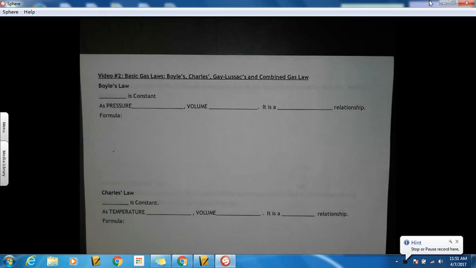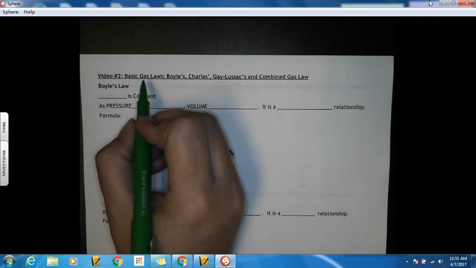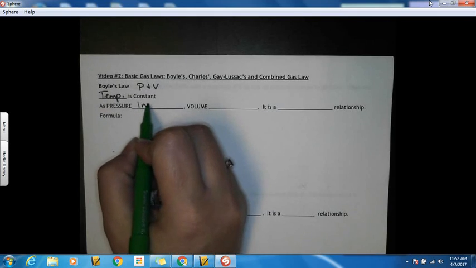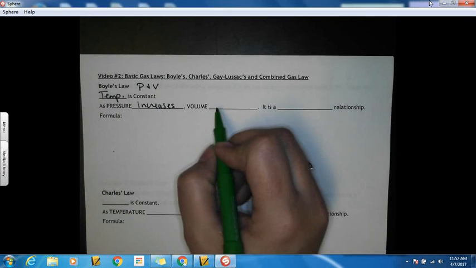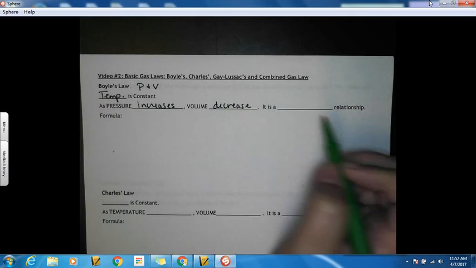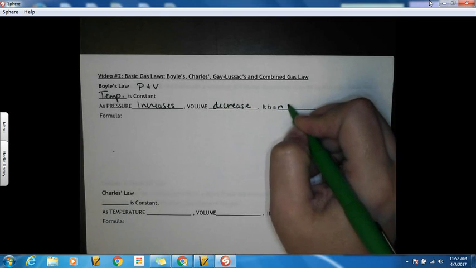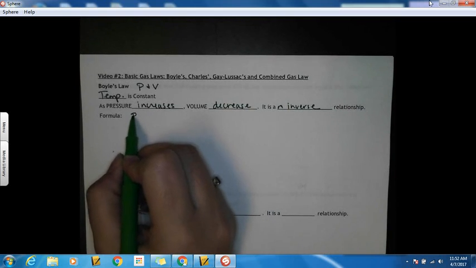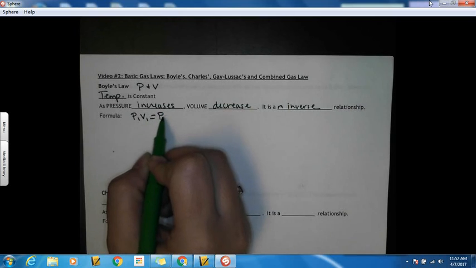So, in this video, we're going to talk about our basic gas laws. For the first one, Boyle's law, Boyle studied the relationship between pressure and volume at a constant temperature. So, he left temperature to be constant. And what he discovered was that as pressure increases, volume decreases. Right? Therefore, this is an inverse relationship. So the formula that we get for Boyle's law is P1 V1 equals P2 V2.